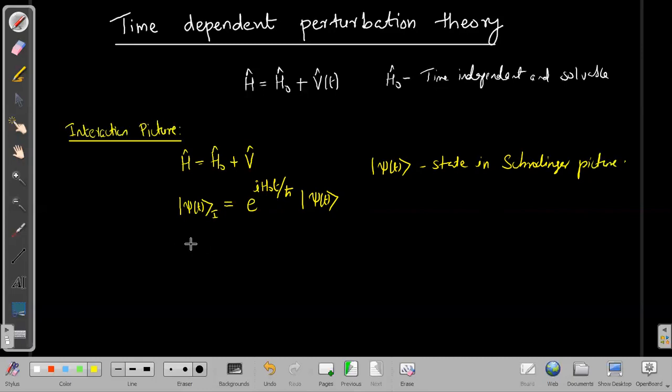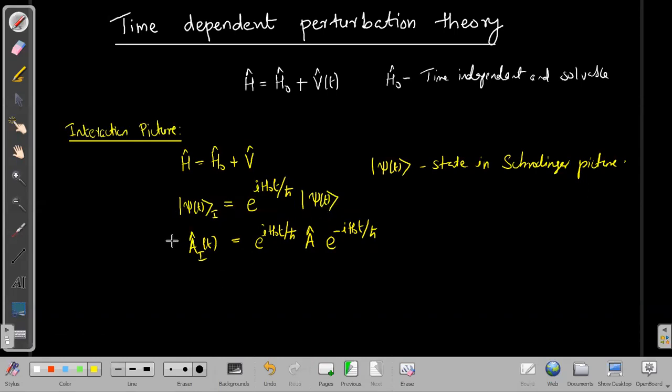Then correspondingly the operator A in the interaction picture must be a function of time. So in the interaction picture, both the state vector and the operator are functions of time, and that can be written as e raised to i H0 t by h cross, the operator A, which is the operator in the Schrodinger picture, e raised to minus i H0 t by h cross. So these are the state vector and the operator in the interaction picture and its connection with the Schrodinger picture.